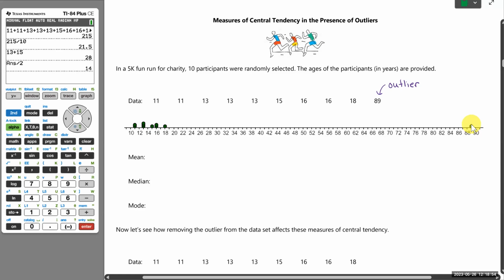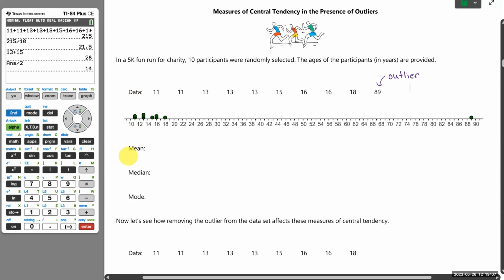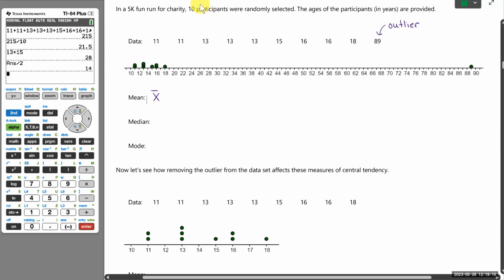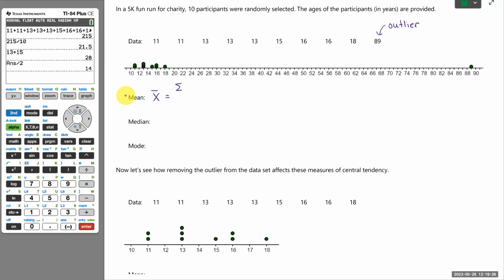All right, so we'd like to see what the three measures of central tendency are that attempt to describe a typical value in that data set. Let's jump in first with the mean. If we chose to use the mean to describe the typical age of these participants in the sample, they were randomly selected, so that's the assumption here, that it was a sample. So x bar for sample mean, and the formula is sigma: we add the data values and we divide by n, the sample size.